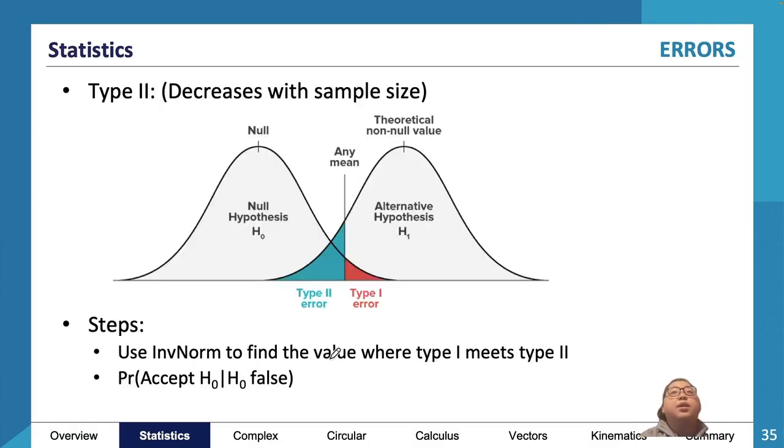And then type 2, it decreases with sample size. So the larger the sample size you have, the smaller the chance you're going to have the type 2 error. So you want to find the inverse normal to find when the type 1 meets the type 2. So kind of this intersection here, right? And then what you're going to do is the probability of H0, given that H0 is false, to find what this type 2 error is.